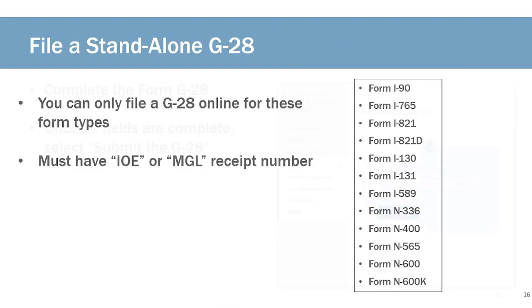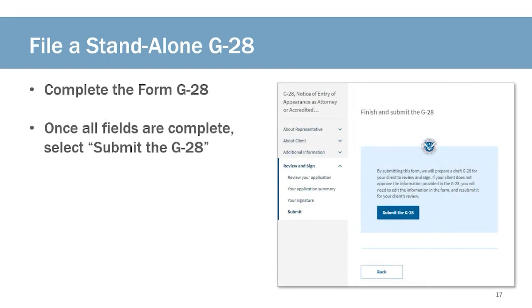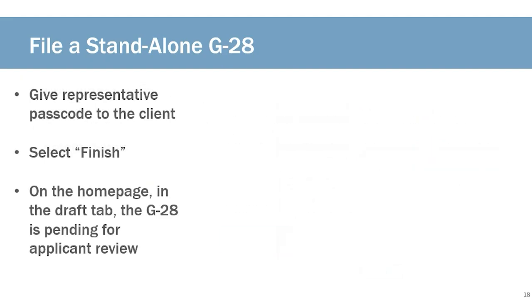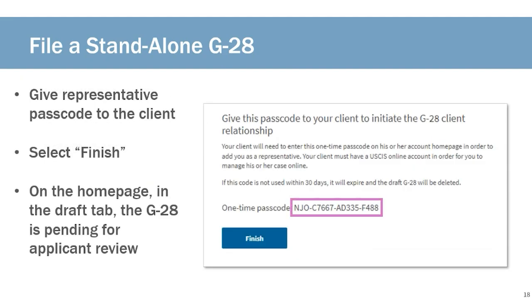After that, the rep will be able to finish filling out the G28. They can accept autofill, and the system will use the information in the online account profile to pre-populate the form. It's important to verify the information, even if it's pre-populated, to ensure that there are no errors that could possibly delay processing. The rep will page through and verify their information, and once all the fields are complete, they select Submit G28.